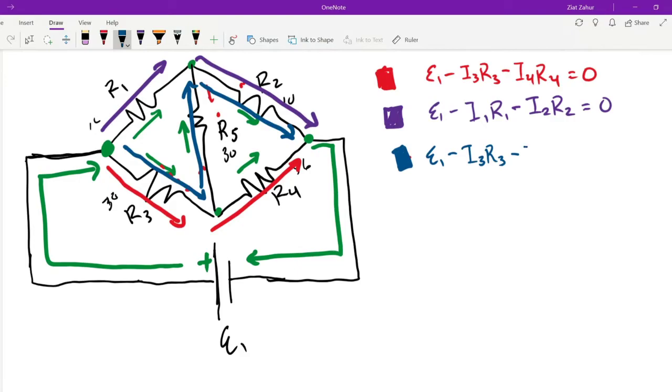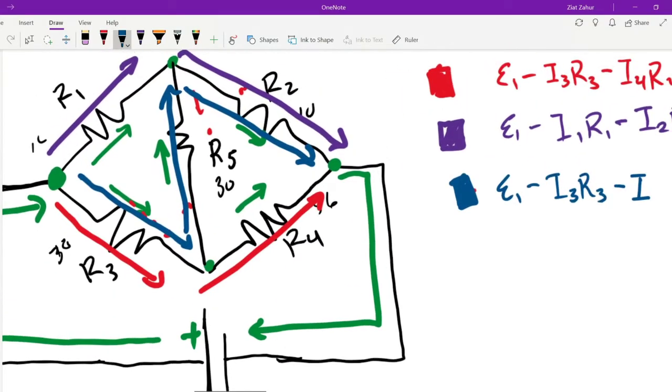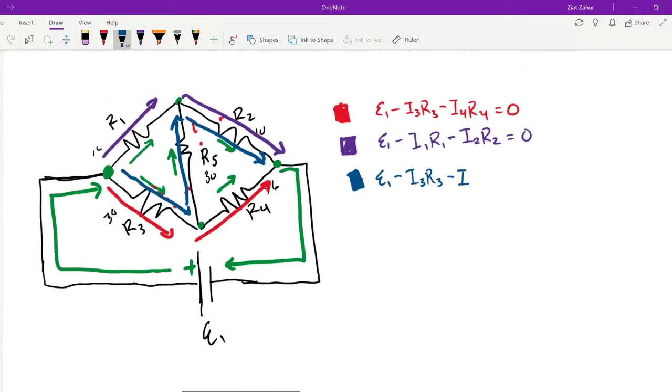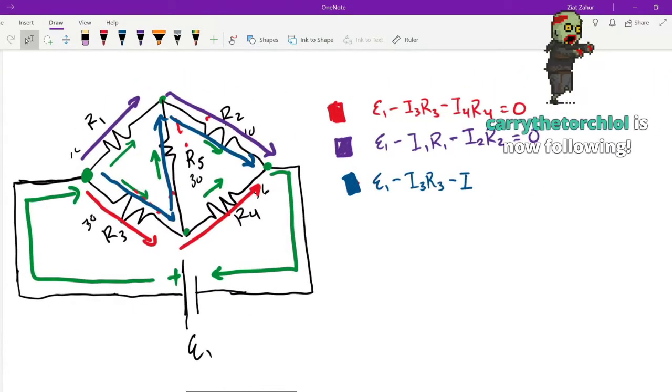Minus. Now, again, as long as your pathway direction and your current direction are the same way, you're always going to subtract your voltage drop from the resistors.